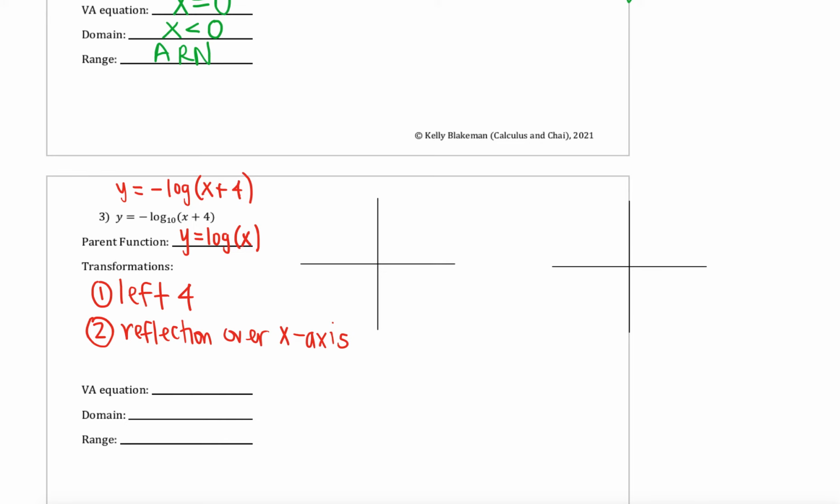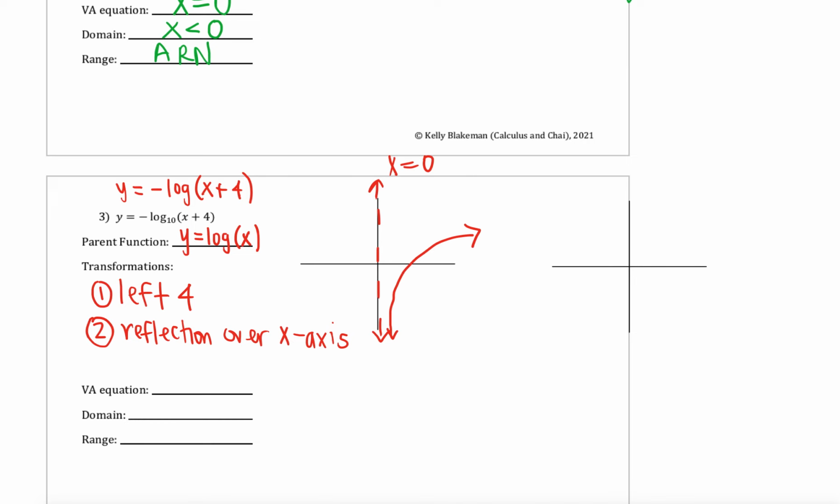So if we sketch this original graph, we're starting off with that vertical asymptote still at x equals 0. So this is a graph of our parent function. Because our base here is bigger than 1, we do have the log function that is growing over time. Now let's think about what these 2 transformations would do to this.